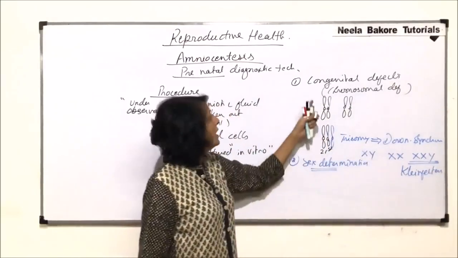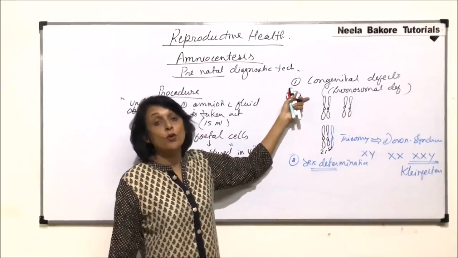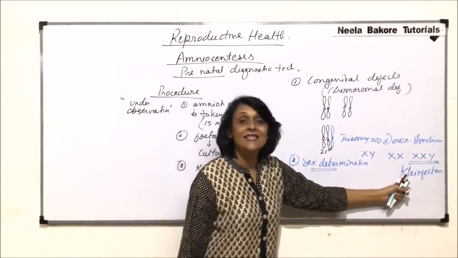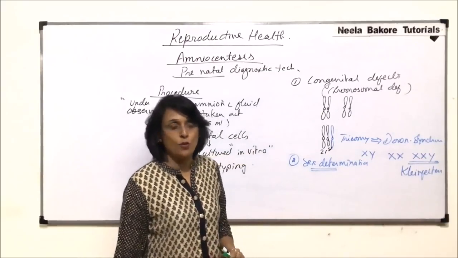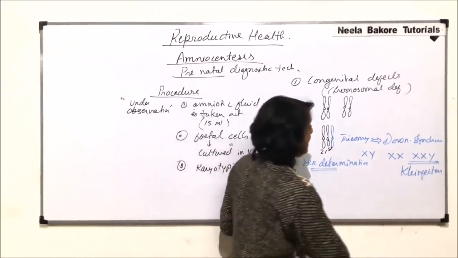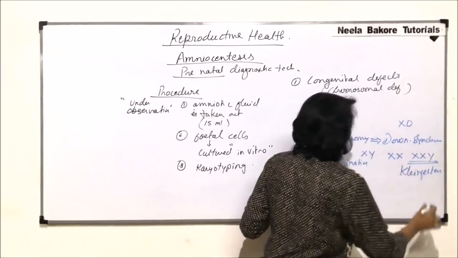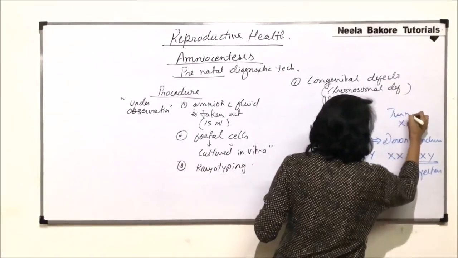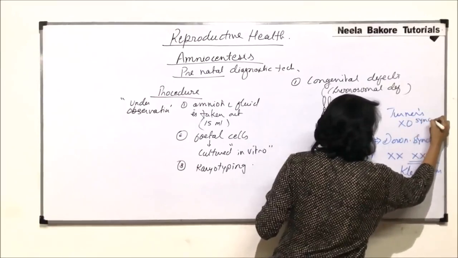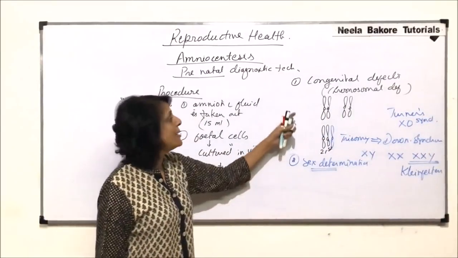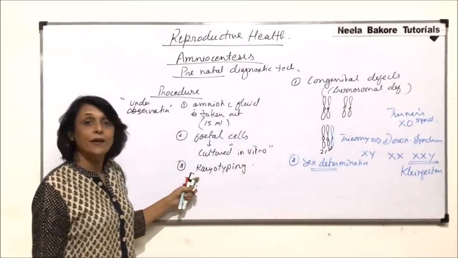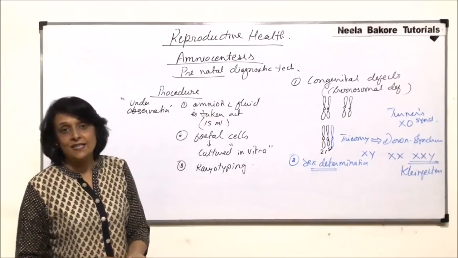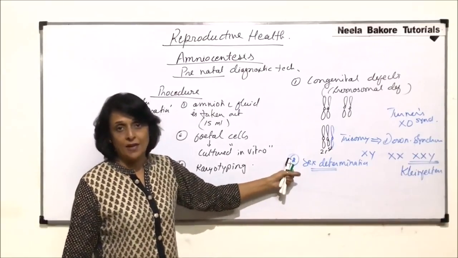This is also a genetic disorder. Here the chromosome number is different. This was an autosomal disorder. This is a sex chromosomal disorder. Similarly, sometimes we may find only one X. It is known as X0 condition, or we call it Turner's syndrome. So these kinds of conditions can be easily detected using karyotyping under amniocentesis.